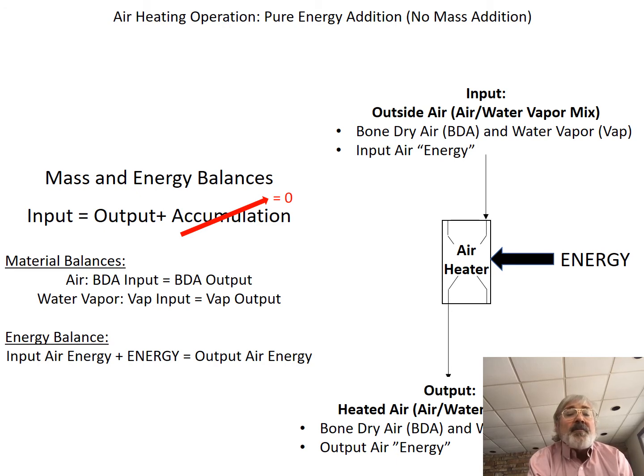So for material balances, my air and my water vapor material balances tell me that I've got the same amount of air coming in and the same amount of water coming in as I have going out. My energy balance, though, tells me that I am adding energy to the input air to create a higher energy in the output air. Okay? That's that simple. That's it.